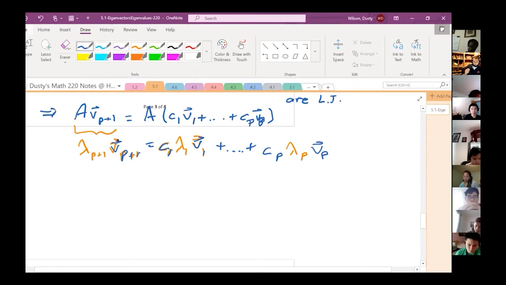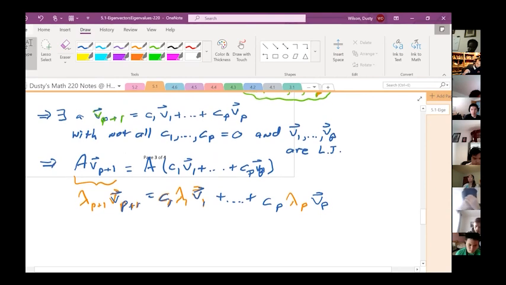So far, so good. This is because they're eigenvectors. Now at this stage, I'm going to do something a little bit magical or clever, maybe. I'm going to come back to this line here, and I'm going to multiply this line by a negative lambda_{p+1}.